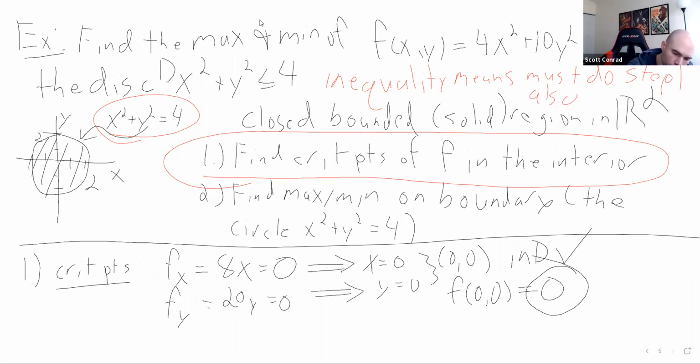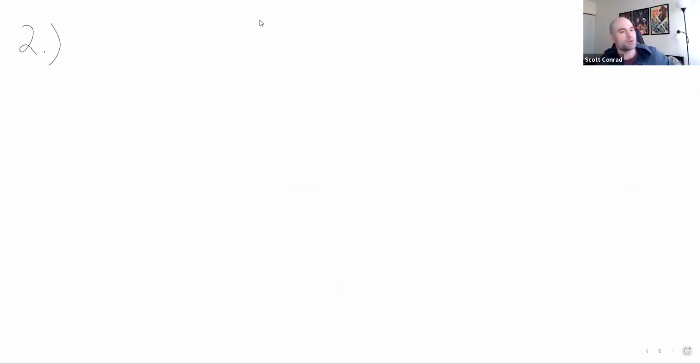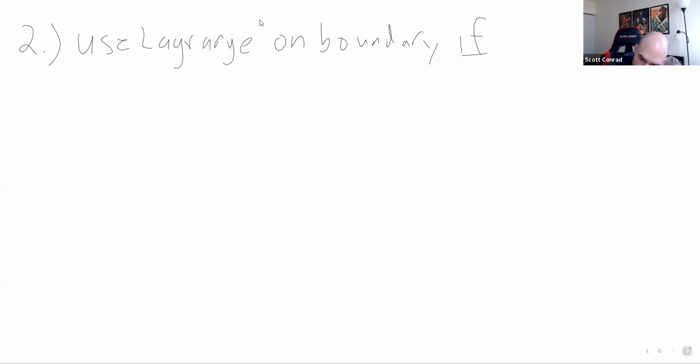Okay, so step 2, we saw a different, more difficult way of doing this last time. I would suggest just using Lagrange here. And anytime we have any of these find the absolute max and min value of a function on some closed bounded region, you can use Lagrange on the boundary if, let me write this, you can use the Lagrange to find the max and min on the boundary if you can write the entire boundary using a single equation.